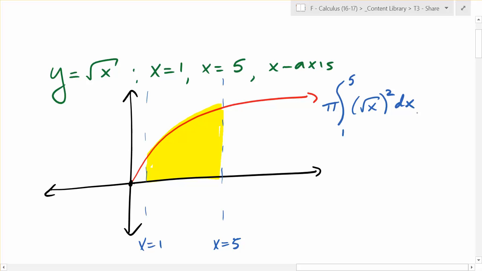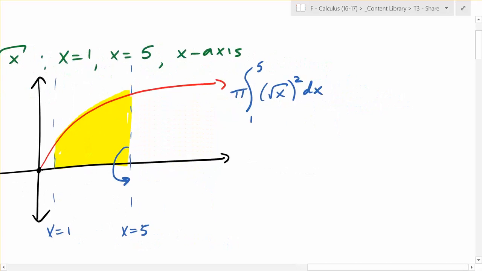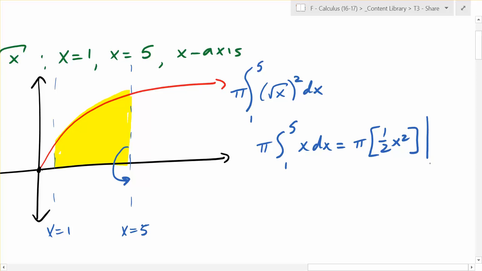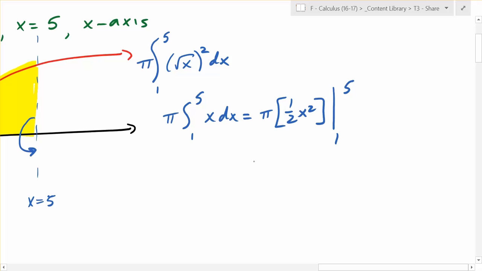So this is if you rotated it around the x-axis. Now, is this something you could solve pretty easily? Yeah, what's the square root of x squared? x. So this is just pi from 1 to 5 of x dx. What's the integral of x? 1/2 x squared. And you're going from 1 to 5. So what's that going to be?